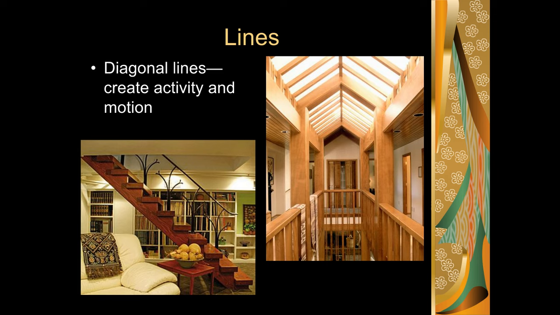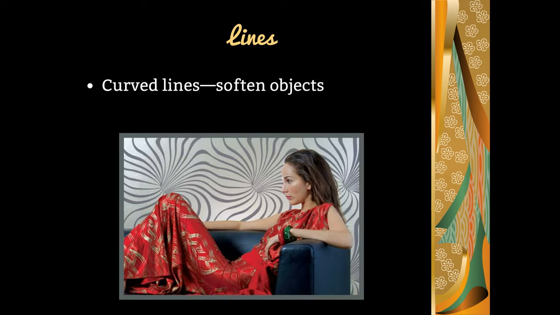Now your diagonal lines, what's nice about those is they create activity and motion. They keep your eyes moving, almost like a rhythm, all right? So you can see in the space on the left, obviously the diagonal lines are coming from the staircase, and they're causing your eyes to move on a diagonal. Now the one on the right, the picture on the right, lots of diagonal lines with the roof or the ceiling effect. It's creating that it looks bigger, and there's lots of just lines that keep your eyes moving.